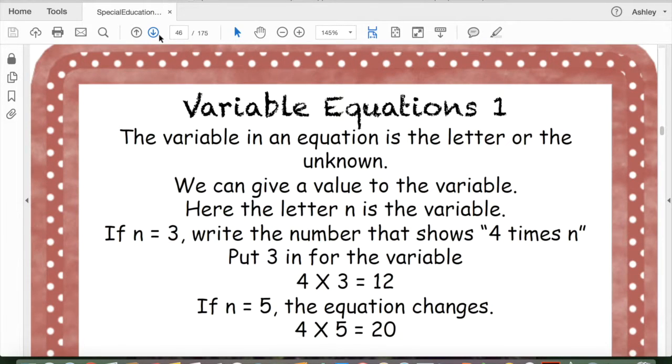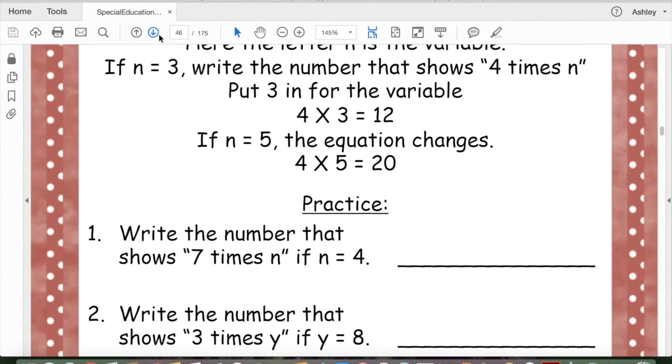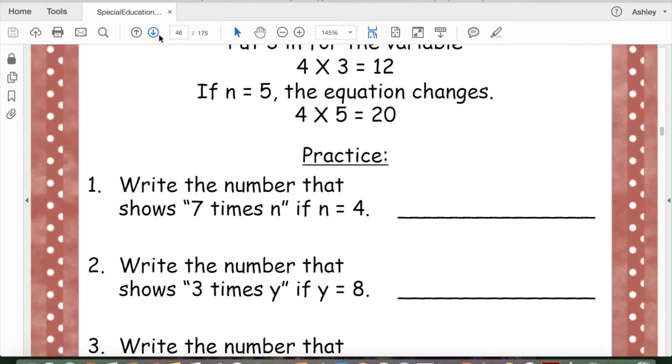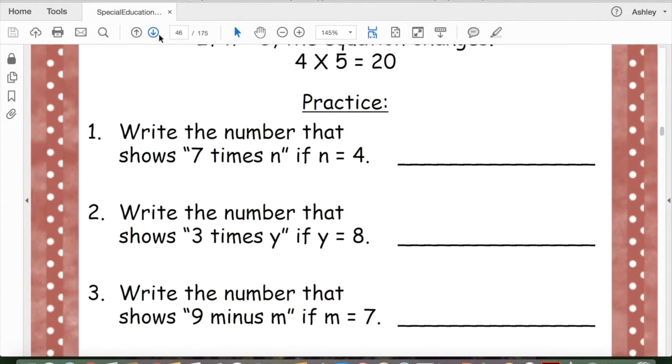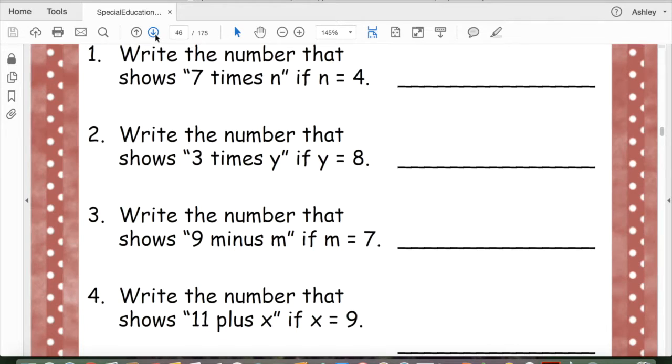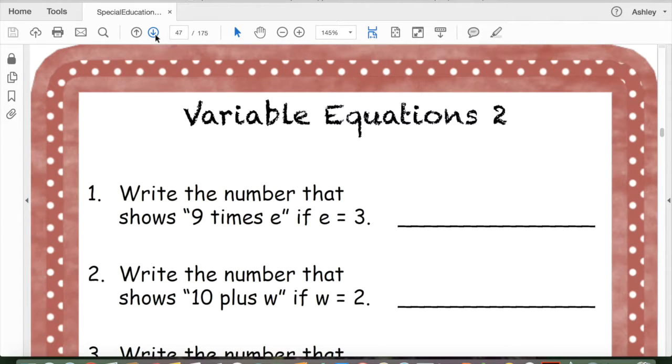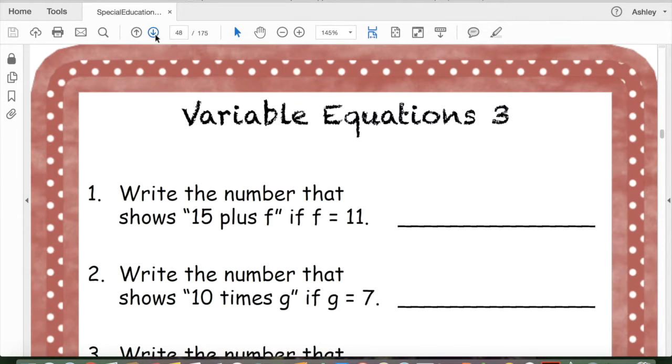We have variable equations. 7 times n, 3 times y, 9 minus m, whatever their different combinations of what they could be asked on the assessment. So if they can really practice all of this when they're doing these sheets, then they should be able to ace the assessments no problem.